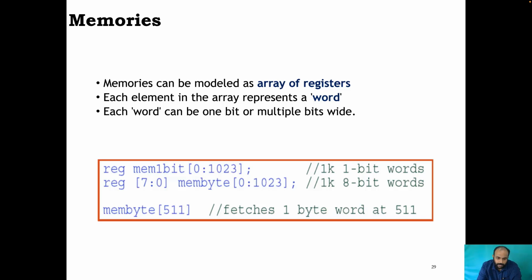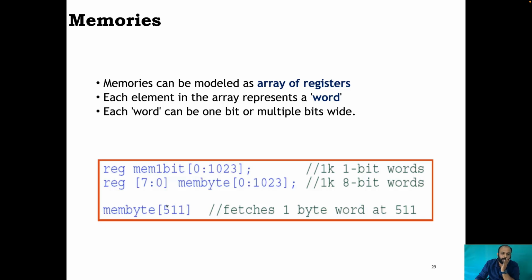Next example, it's the declaration of another memory by the name membyte, and it is an array having 1024 rows. The first row is row number 0, and each of these 1024 rows can accommodate 1 byte of information, or one 8-bit vector. So this declaration represents 1 kilobyte memory.